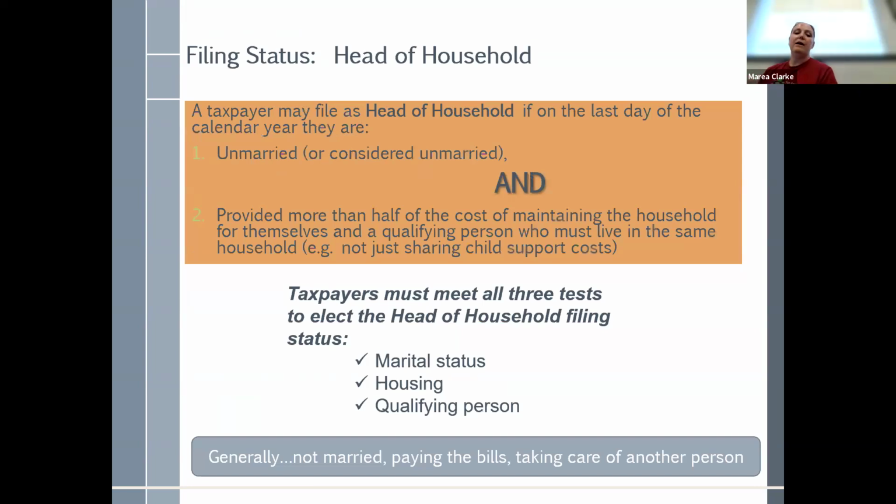All right. Head of household. A taxpayer can file as head of household on the last day of the year if they are unmarried or considered unmarried, and they provide more than half of the cost of maintaining the house for themselves and a qualifying person who lives with them. So it's not just providing childcare support, you're actually providing the support in the household to somebody that lives with you. There are 3 tests for this one: marital status, housing, and a qualifying person. So think of it, you're not married, you're paying the bills, somebody else is living with you. And it does not have to be a child. It can be a parent or something like that.